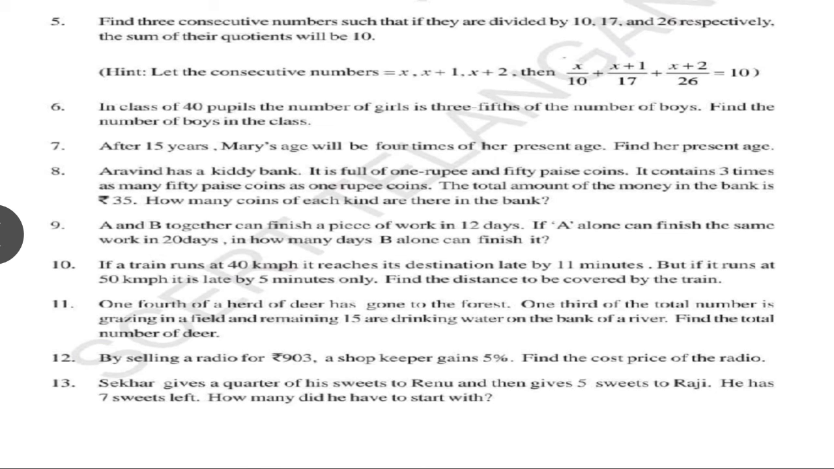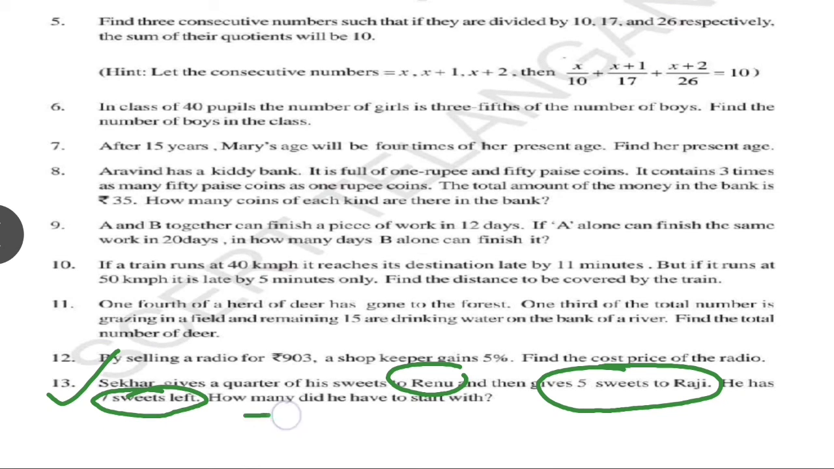Next, the 11th problem and the 13th problem are both the same. So I will explain the 13th one. The 11th one is homework. So the 13th one: Shekhar gives a quarter of his sweets to Renu and then gives 5 sweets to Raji. He has 7 sweets left. How many did he have to start with? That means how many sweets Shekhar had at the beginning.